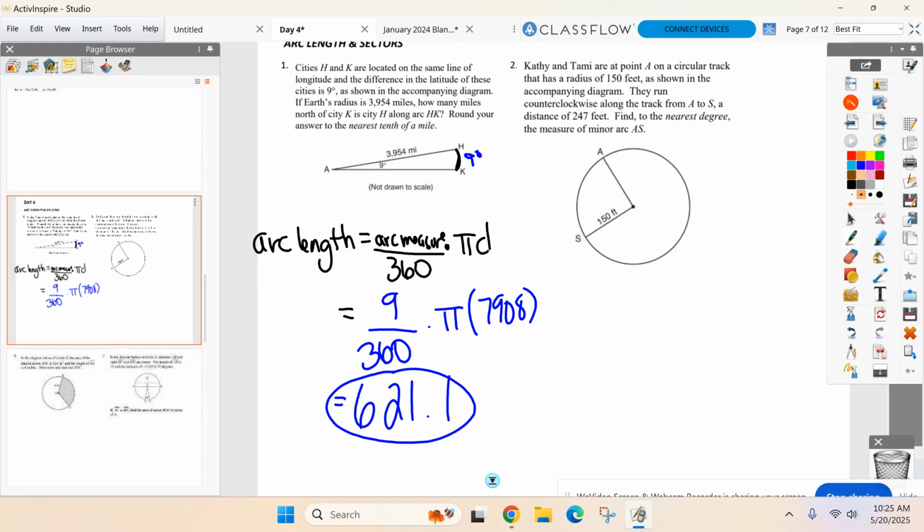All right, let's use this formula again, but for solving for a different part of it. They're going to run counterclockwise from A to S. Everyone good? Counterclockwise. And if you didn't know what counterclockwise is, there's another piece here that would tell you. Find the degree measure of the minor arc. All right, how many degrees are in this minor arc? And they tell us the distance is 247. Okay, so we know how long A to S is going counterclockwise.